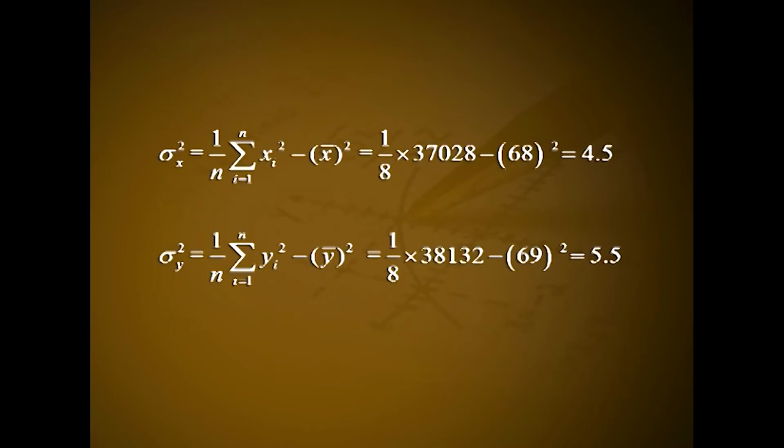Sigma square x is equal to 1 by n summation over i from 1 to n xi square minus x bar square, that is equal to 1 by 8 into 37,028 minus 68 square, that is equal to 4.5. Sigma square y equal to 1 by n summation i from 1 to n yi square minus y bar square, that is equal to 1 by 8 into 38,132 minus 69 square, that is equal to 5.5.